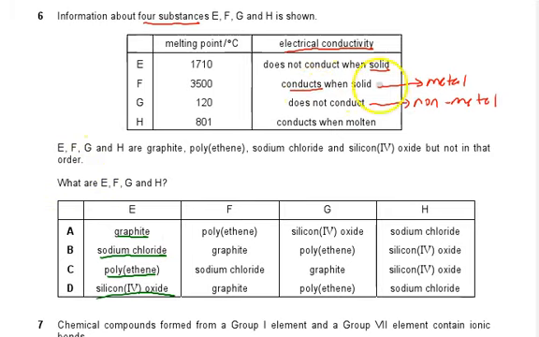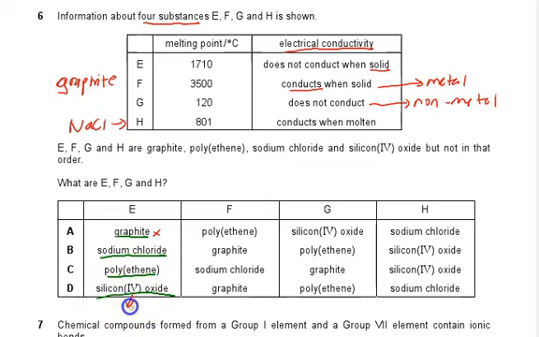Now the most suitable: we have to look at the one that conducts when solid. Compared to all these 4 choices, graphite is the one capable of conducting electricity in solid form. Okay, this is done. And sodium chloride, as we know, is an ionic bonding, and it does conduct electricity when molten. So sodium chloride is H. And we have 2 choices now: polyethylene and silicon oxide.